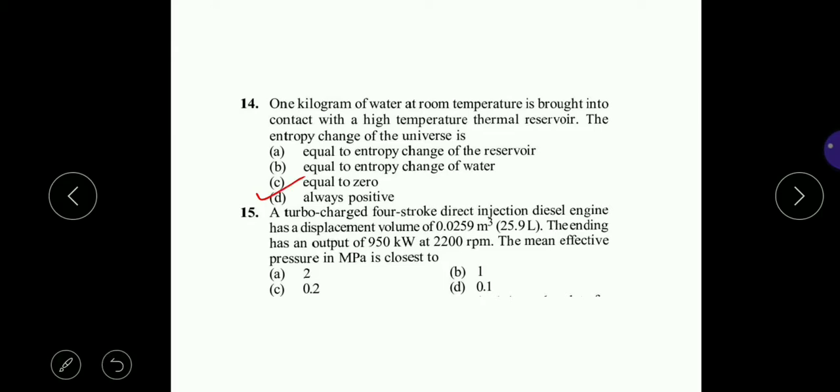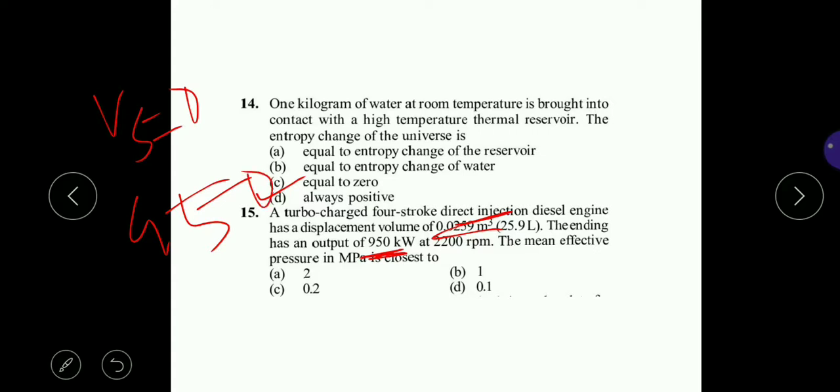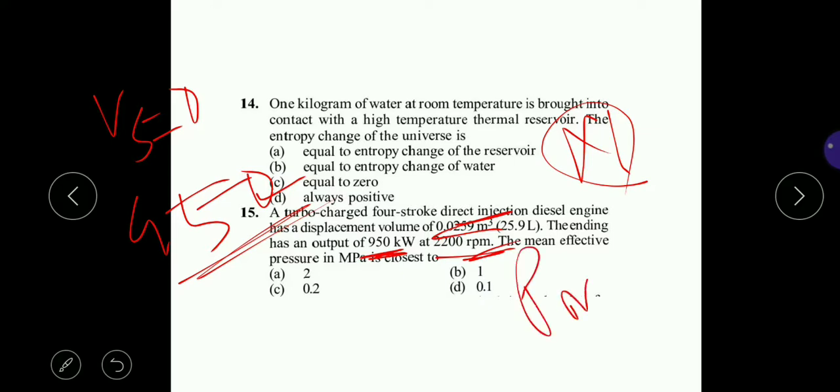Then next question: a turbocharged 4-stroke direct injection diesel engine has a displacement volume, so Vs is the displacement volume or swept volume, that is given. The engine output power P is given as 950 kilowatt and N is given as 2200 rpm, and we need to calculate the mean effective pressure.